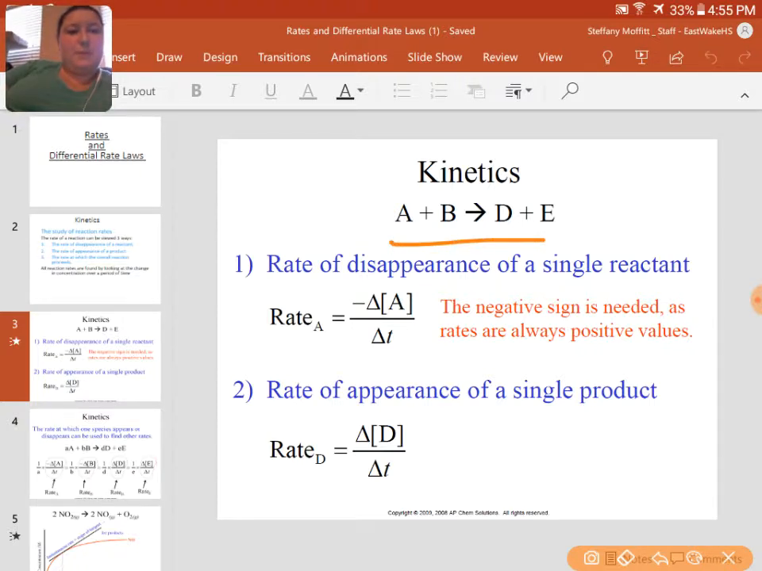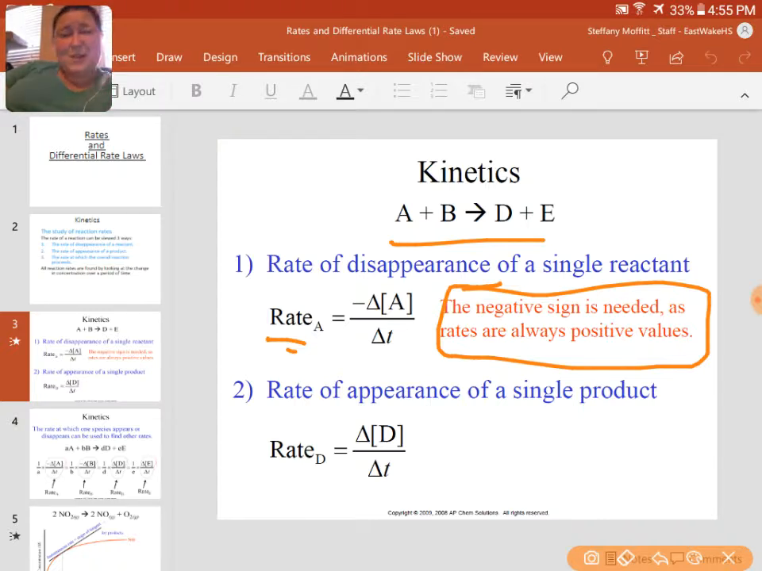So we have our basic equation, A plus B yields D plus E. And you're going to see this a lot. The rate of disappearance of a single reactant. So we can look at how much a reactant goes away. And what we're going to do is we're going to say the rate is equal to negative. The negative sign is needed as the rates are always positive values. And this negative value is going to make the change in the concentration of A a positive value, because we can't have a negative rate. It's not going to run backwards. It's always going to run forwards.